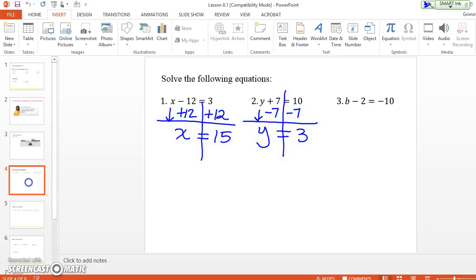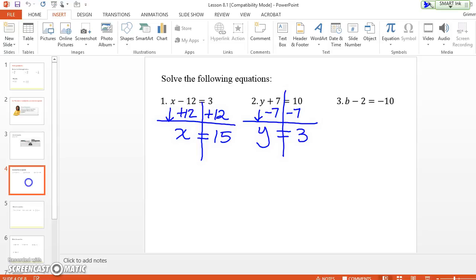The answer is not 12. The answer is negative 8. Okay. Now, that becomes harder to do mentally. Do you agree? Because some of you are still going, I don't even know how I got -8. Okay. It's not hard. Okay, what do I need to do, Nick?